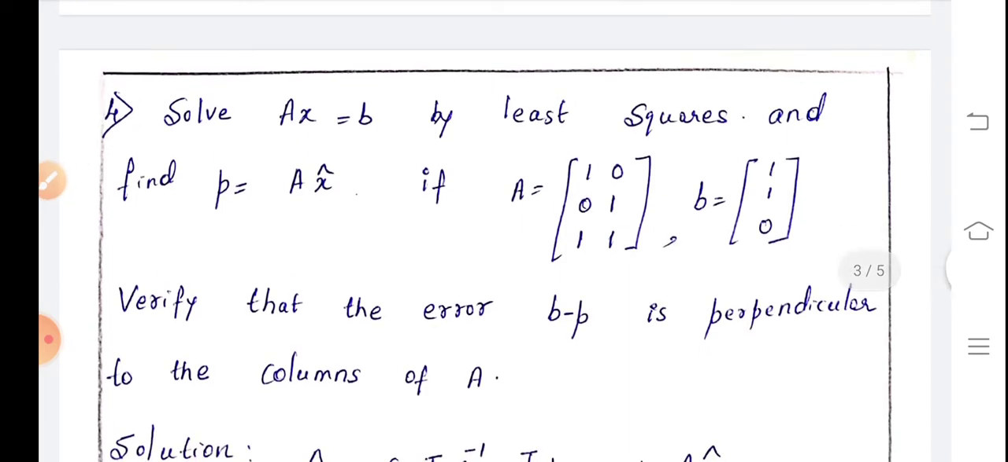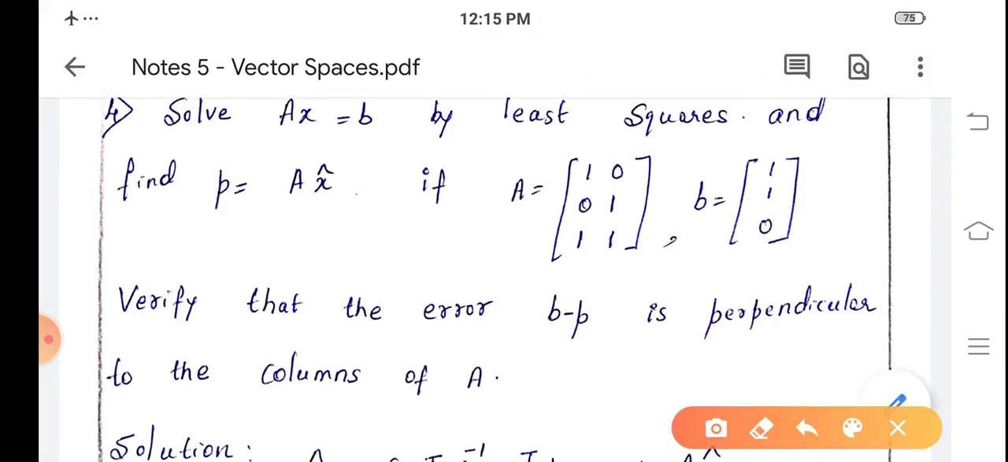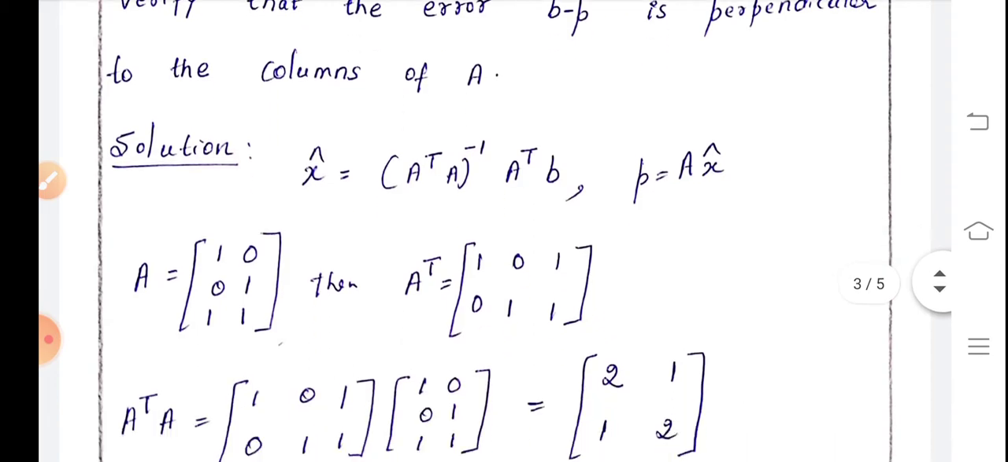That is question number 4. Solve Ax equal to B by least squares and find P is equal to A x cap, if A is given by the matrix [1 0; 0 1; 1 1] and B is given by B is equal to [1 1 0]. Verify that the error B minus P is perpendicular to the columns of A.